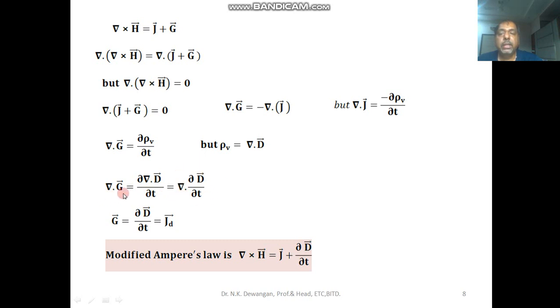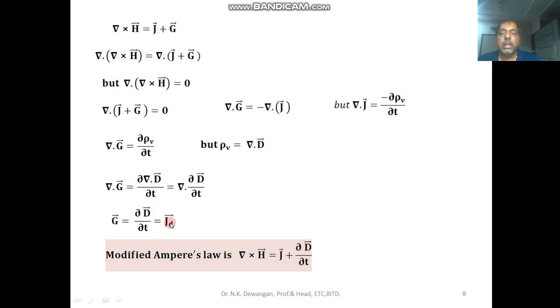So when you compare these two, left hand side and right hand side, you will get J vector equal to del D vector divided by del T. D is Coulomb per meter square, and time is second. So this is Coulomb per second, that is the current, and per meter square, so current per meter square, so you will get the unit of current density. So here I have written JD, it is not J, it is JD, displacement current density.